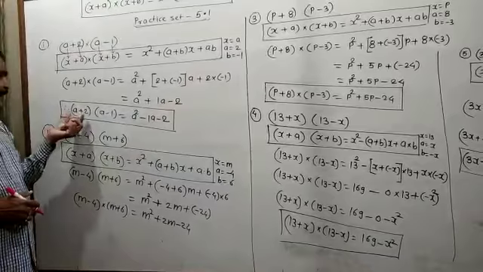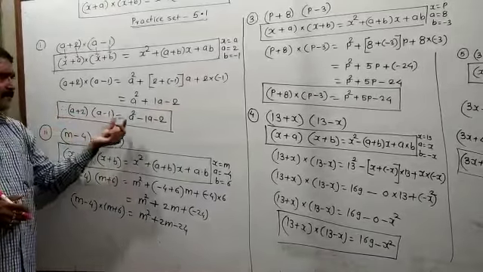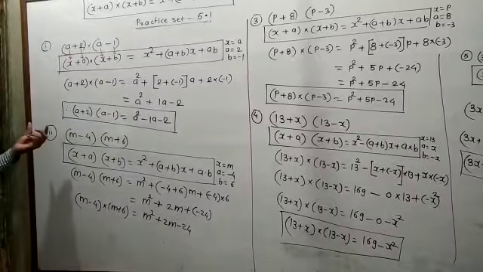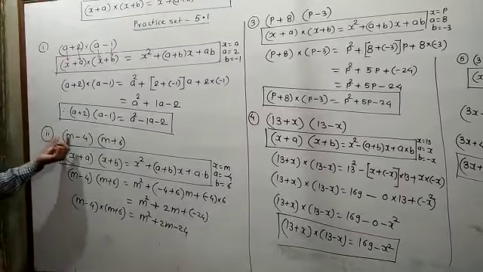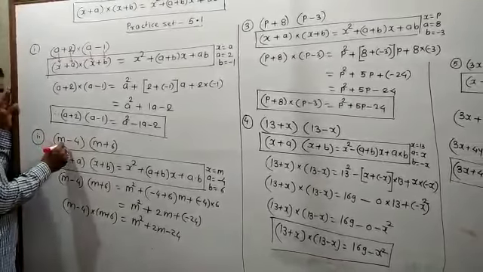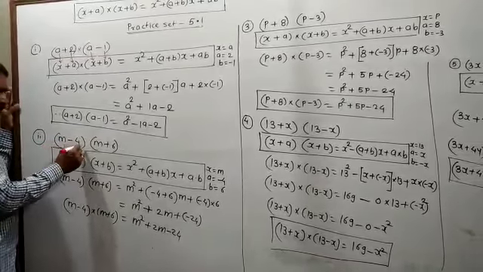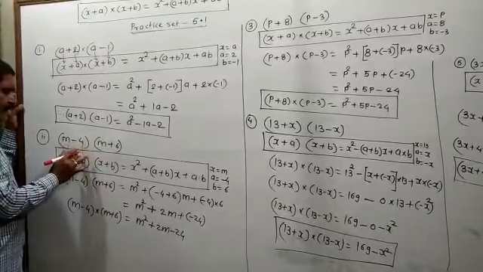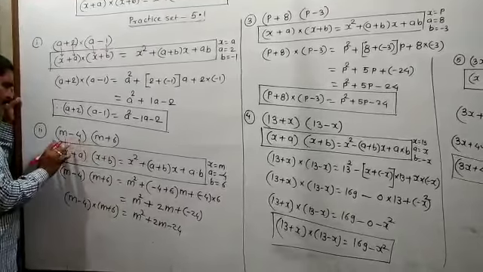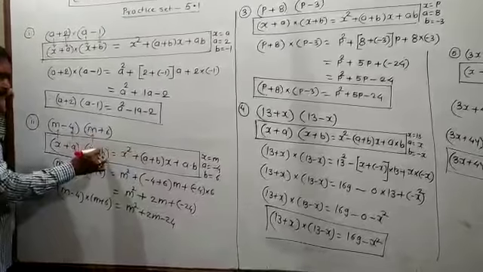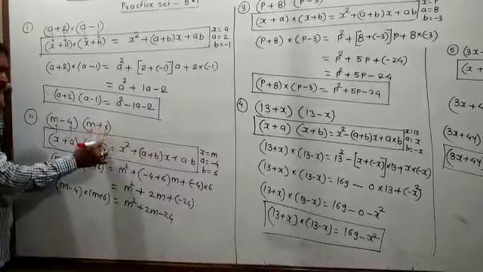Your answer will be (a + 2)(a − 1) = a² + 1a − 2. Then you have to start with the next example, (m − 4)(m + 6). Here x is equal to m, a is equal to −4, and b is equal to 6.